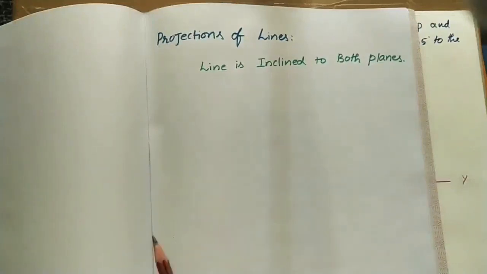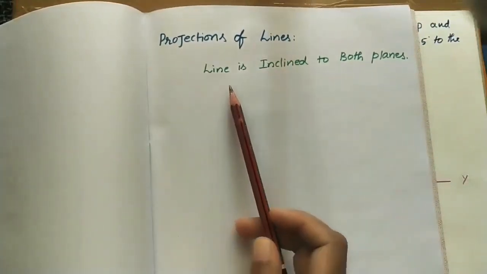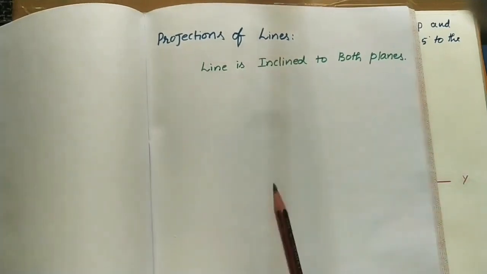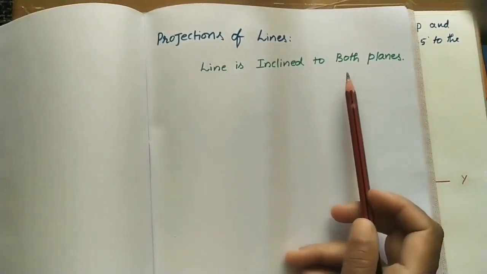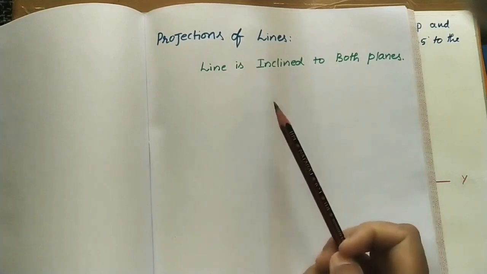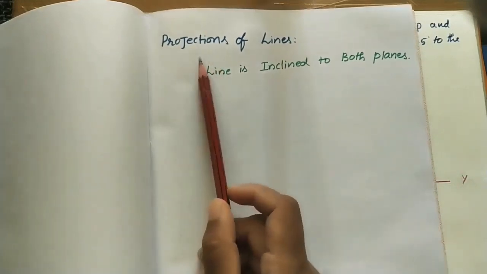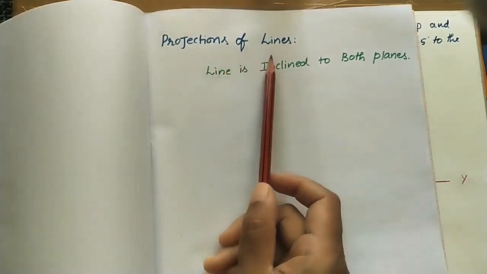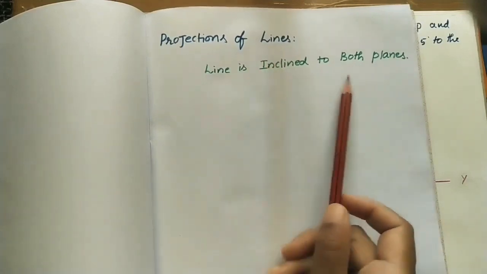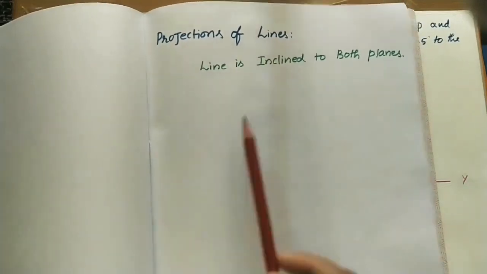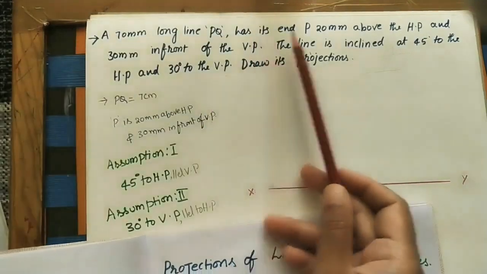Let us take today's topic, projections of lines. We are taking a line inclined to both the planes. Both planes means both the horizontal plane and the vertical plane. Here we are taking projections. Projections means front view and top view of a given line. For doing the projections of this line, this is the given data.